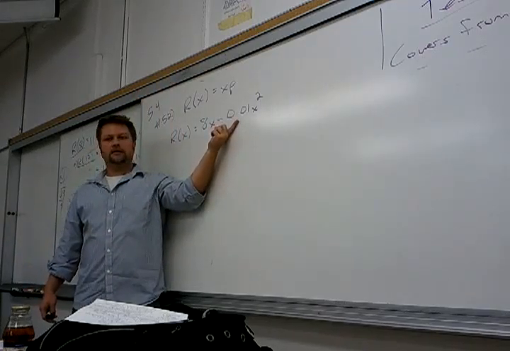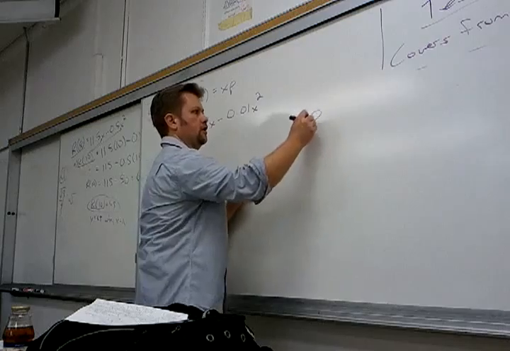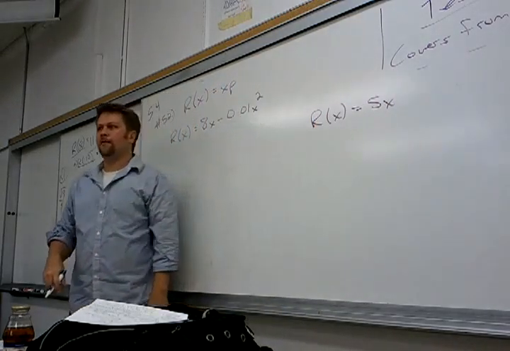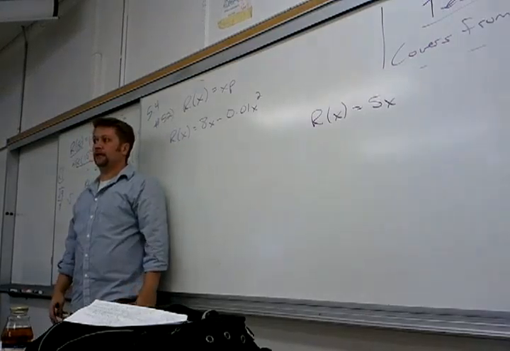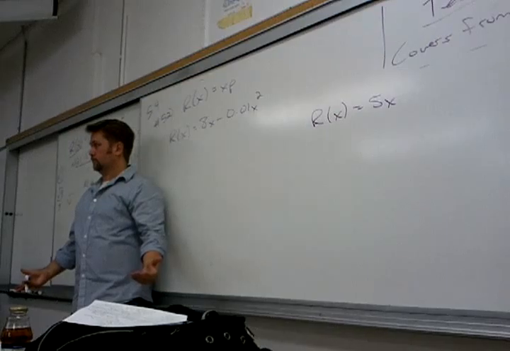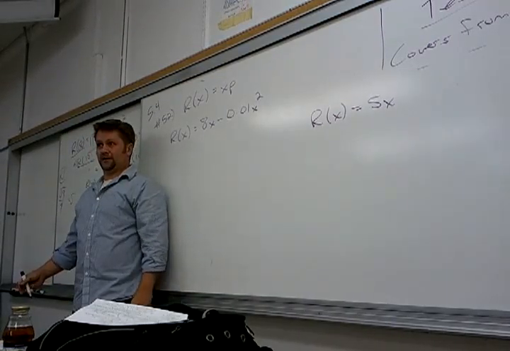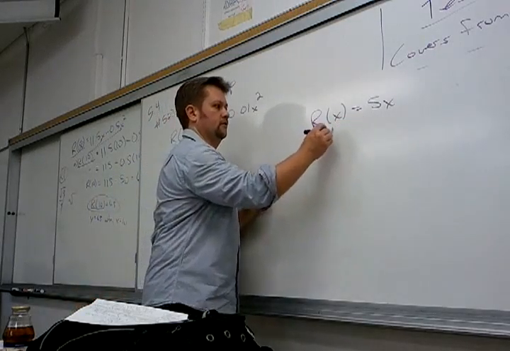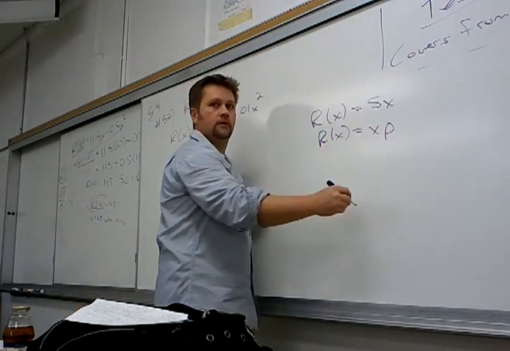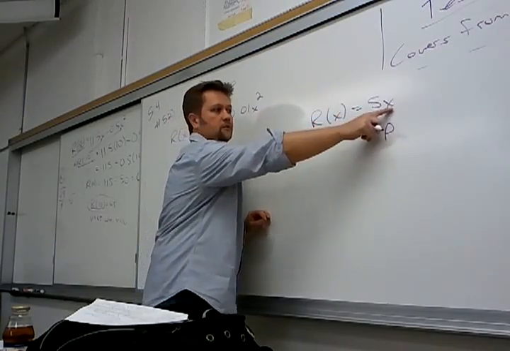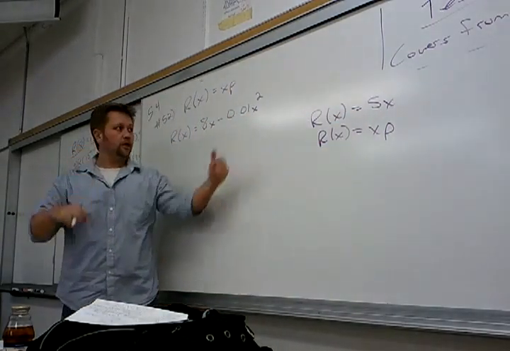So when you see this kind of thing, let me ask you this. What if I showed you R of X is 5X? What must the price per box be? $5, right? Why is the price $5? Because what is R of X? It's X times P. So what must P be? 5, right? That's what X is multiplying by. So here we do the same thing.